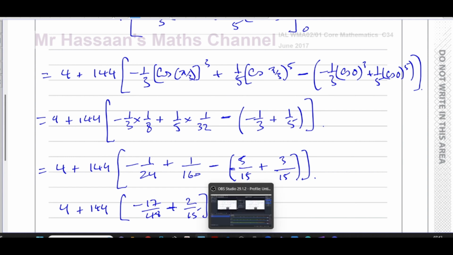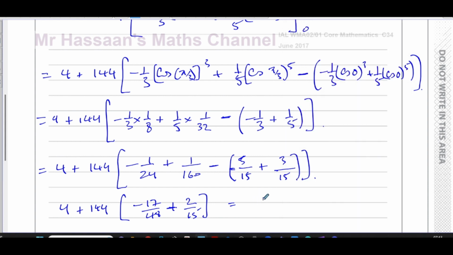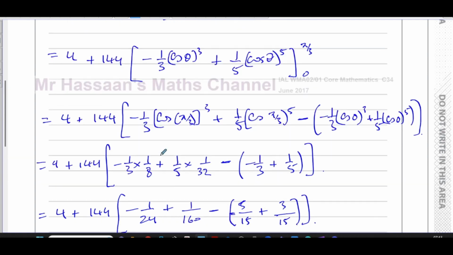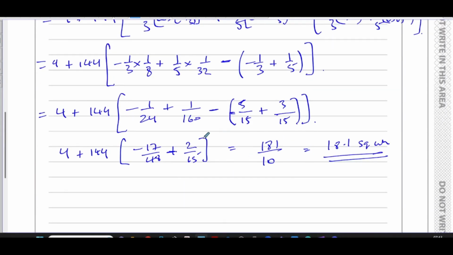So let's work out what this is. You have that plus 2 over 15. That gives you 47 over 480 times 144, which is 141 over 10, plus 4. So when you work it out, you get 181 over 10, which is 18.1 square units. So there's the answer to this question. It's quite a long one, but we got there in the end, and that is the correct answer.